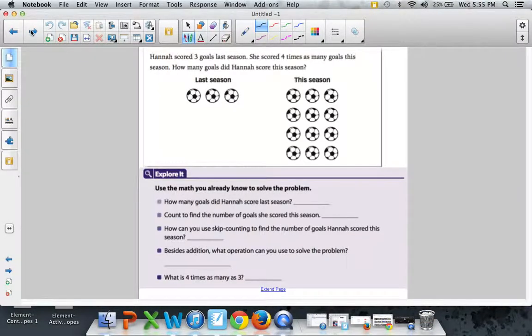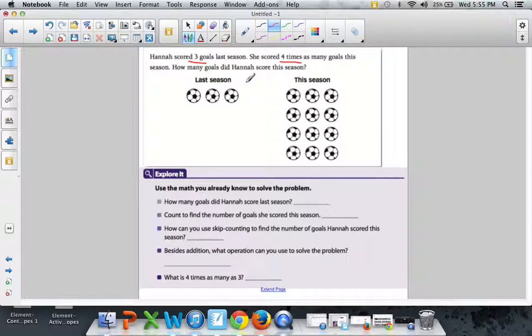You should be looking at page 44 in your math workbook, and you may see the following. Hannah scored 3 goals last season. We're going to pay attention to numbers. She scored 4 times as many goals this season. How many goals did Hannah score this season?